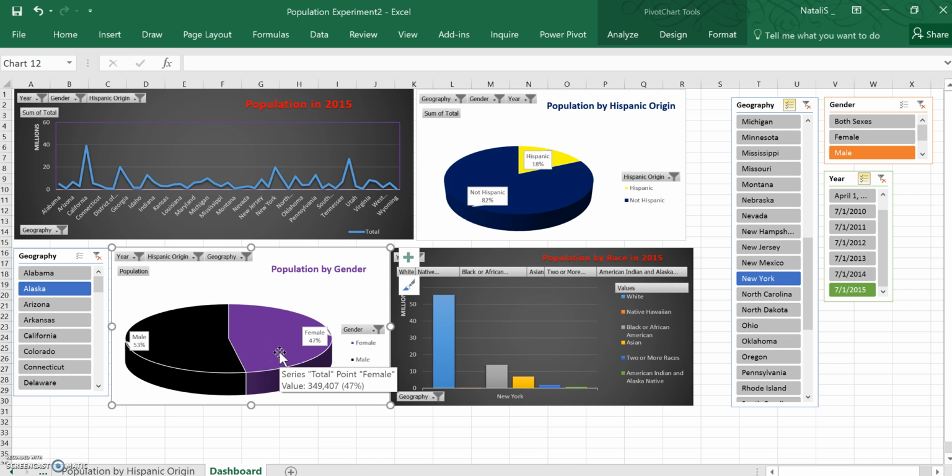Probably females don't like cold weather. If you want to get married, go to Alaska.